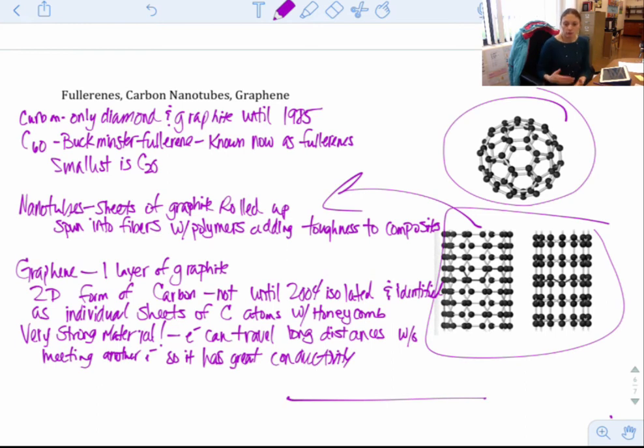They have what they call a honeycomb structure, okay. It's a very, very, very strong material. It's actually the strongest material ever recorded, okay, and the electrons can actually travel long distances without meeting another one. So that's a very high, what they call thermal conductivity, or high conductivity, because the electron can very easily pass from one end to the other and not run into anything else. So graphite and graphene are kind of crazy. When we talk about them, they're basically just carbon, nothing else.